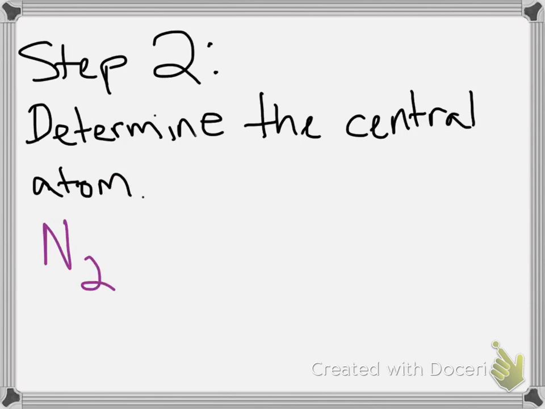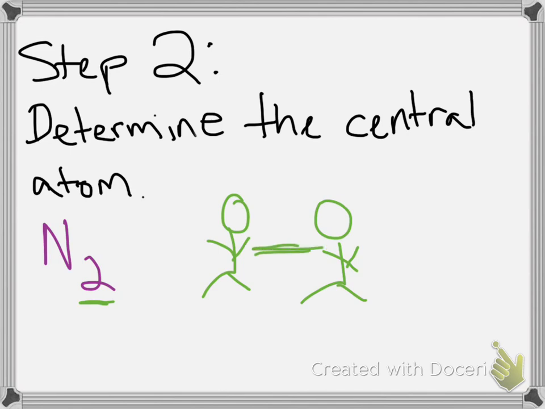So now step 2 is to determine the central atom. However, I have just 2 atoms. I just have N and N. So they're just going to be next to each other. It's like if you have 2 people, you and a friend, you're standing next to each other, who's in the middle? There's no such thing as a central atom when you just have 2. Just like there's no such thing as a person in the middle when there's just 2 of you.